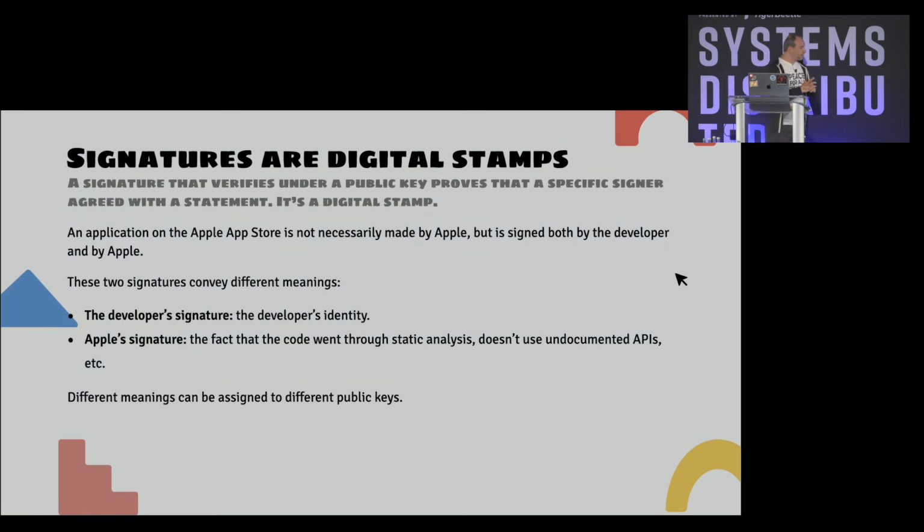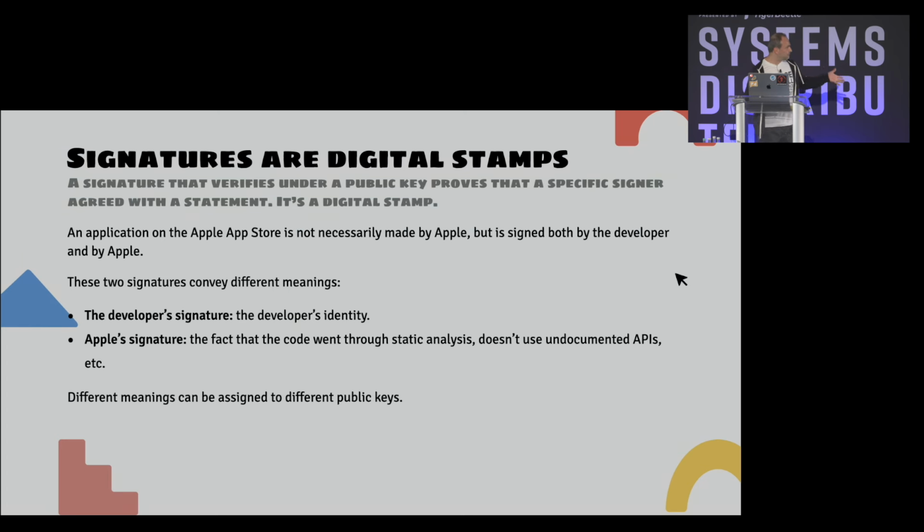Now, we're going to take a look at signatures from a different perspective. Like on an iPhone, if you take a look at the Apple Store, apps are signed both by the developers' secret keys and by Apple. There are two signatures. And these signatures have a completely different meaning. The one from the developer is about identity. This is who made this app. The second one, made by Apple, means something different. It means that before being available, this app went through static analysis, maybe some manual review. It doesn't use undocumented APIs. It's telling something. Just the fact that a signature verifies under a specific public key conveys some meaning.